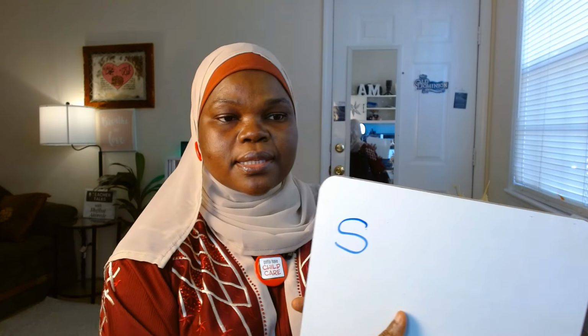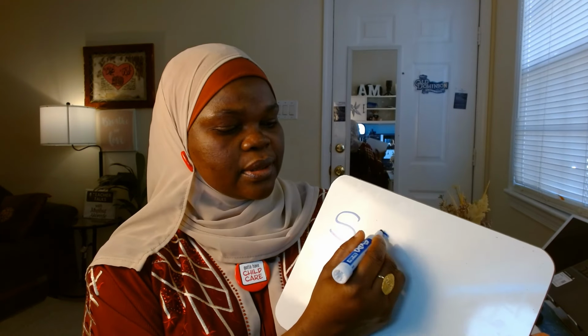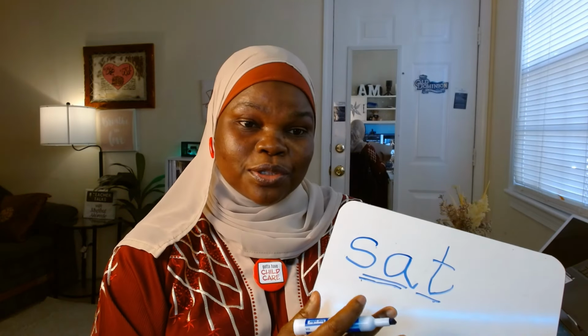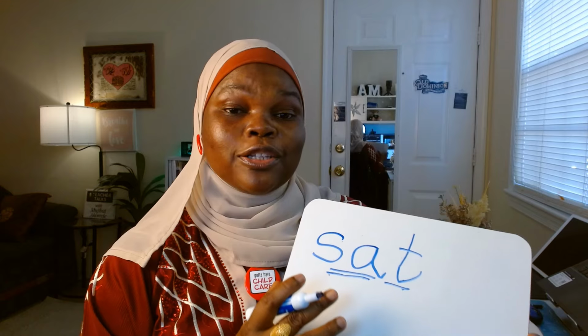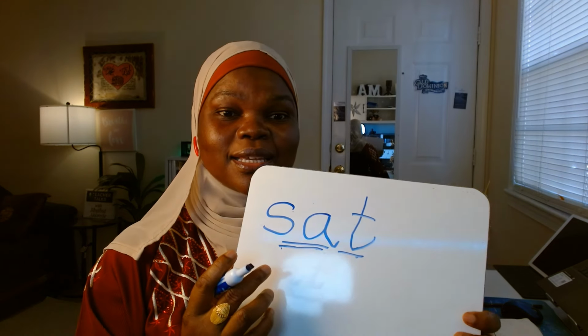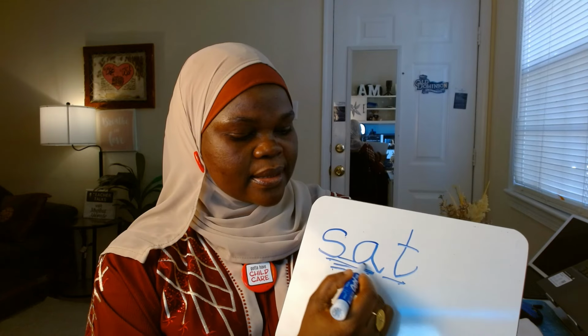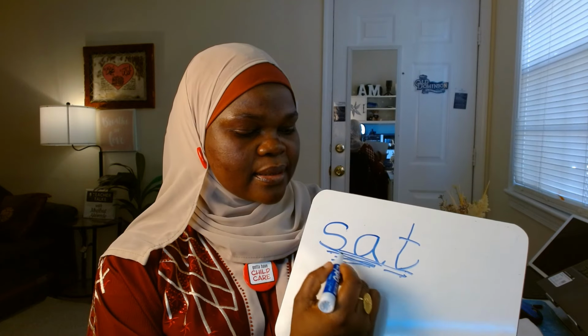Now, let's talk about successive blending. You take the first sound, s, then you take the next sound, a, sa. Then you take the next one, sat. This is very useful, especially when you're dealing with long words. So this is successive blending. S, a, sa, t, sat.